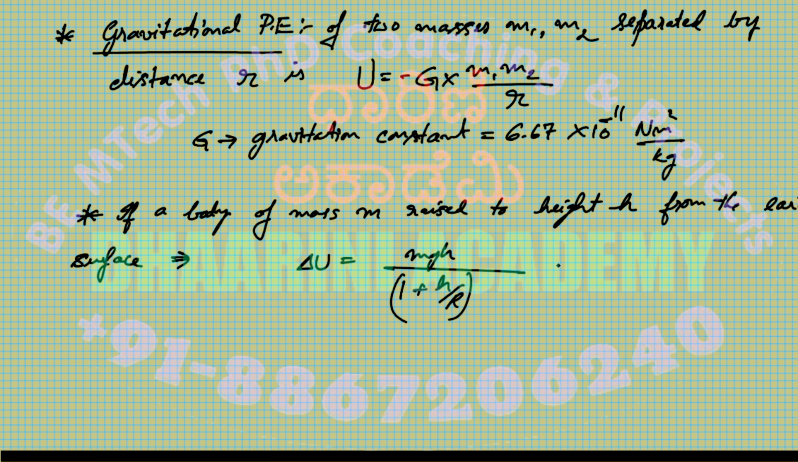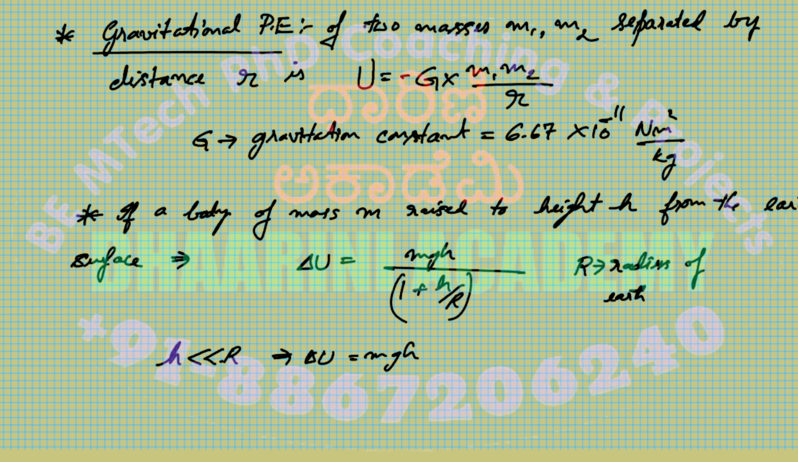Here the capital R is the radius of Earth. Now you see, if the h value is very small compared to R, that is, h is much, much less than R, then I can say that the potential energy is equal to mgh. So this is the equation which we were using earlier. This is applicable only when h is much lesser than R, like 10 meters, 20 meters, 50 meters, which are negligible compared to the size of the whole Earth.